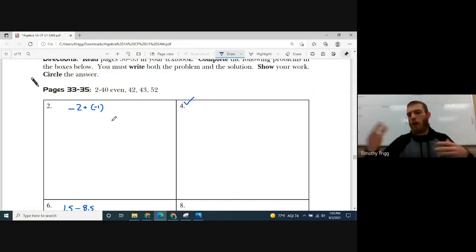You should always write down the problem before you start, unless it's a word problem, then you don't have to write down the problem. But for word problems, I do want you to answer in a complete sentence. As far as ones that are computational, like number 2 here, always write down the problem to start. So let's take a look at number 2.